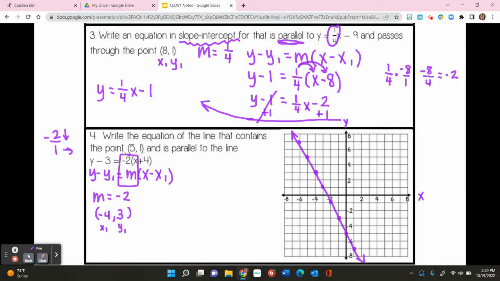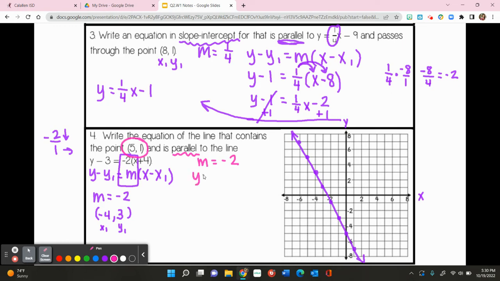So that's just graphing the line I was originally given. Our goal, again, is to find the equation of the line that is parallel to it, and it has to go through the point (5, 1). Again, my slope should be the same. So my slope for my new line should still be negative 2 because it's parallel, and parallel lines have the same slope.